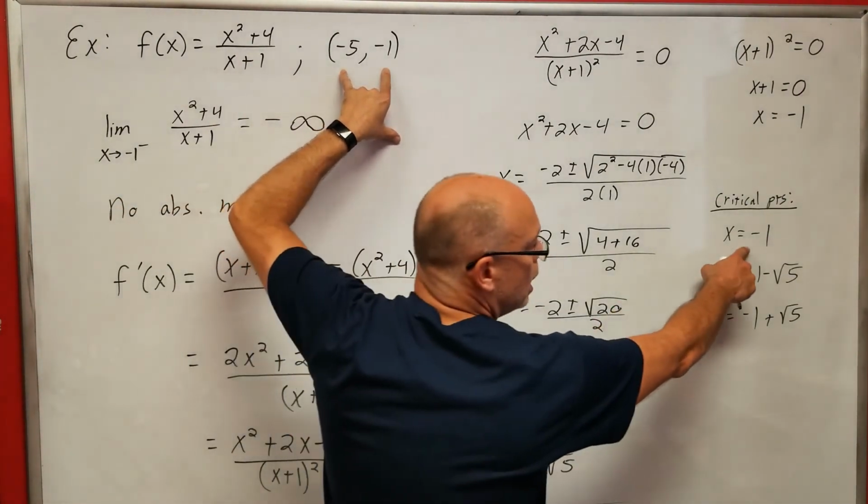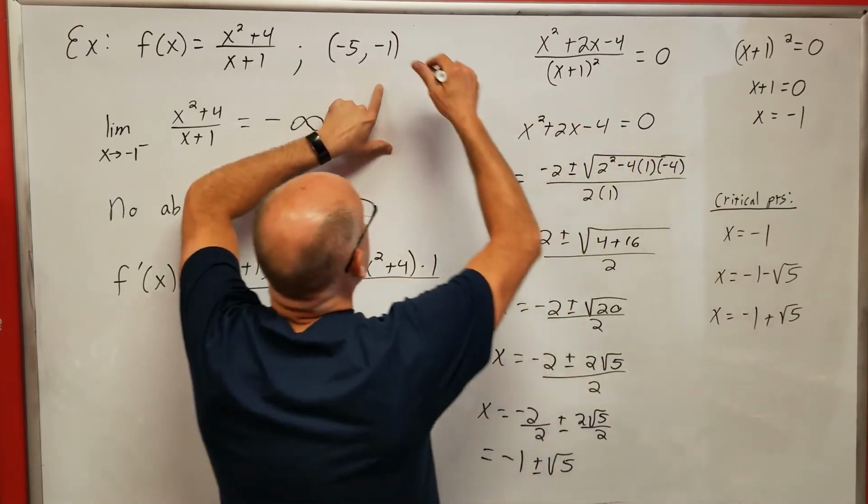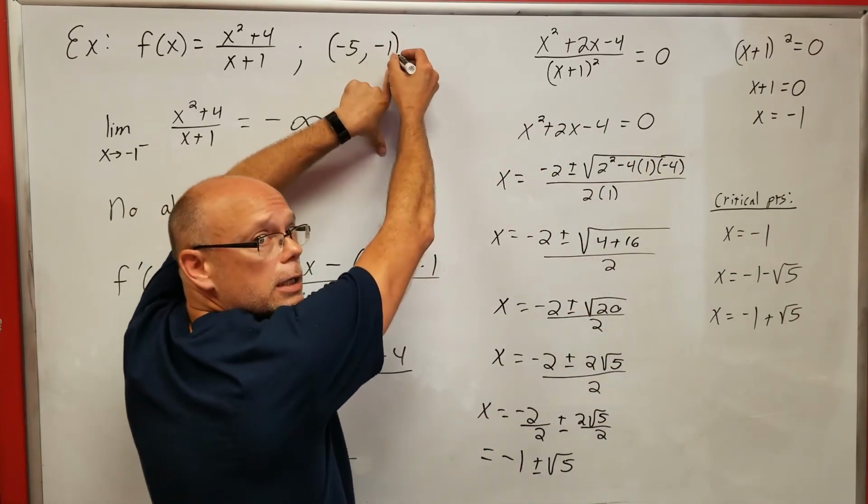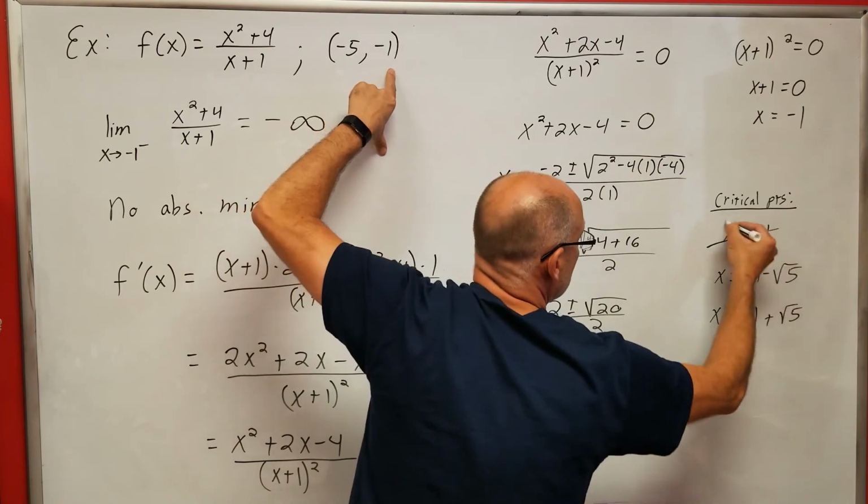Negative 1 does not lie in this interval, because why? This goes up to negative 1 but does not include it, right? So I've got to cross that one out.